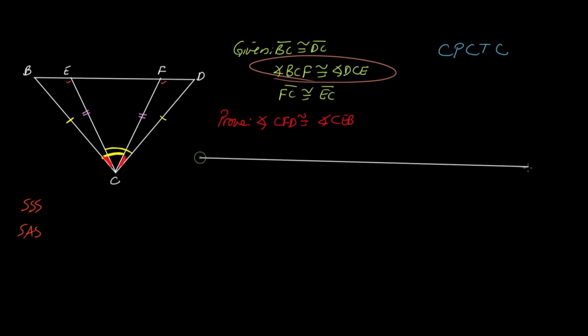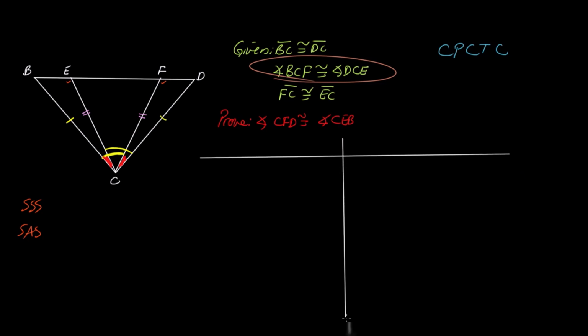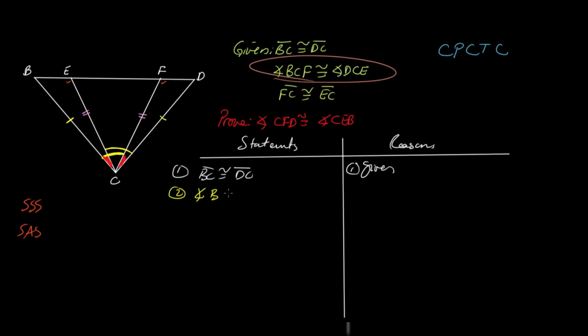So I'm going to do it here in a two-column proof, with statements and reasons. Alright, so let's just do this. Given information: BC is congruent to DC. That's given. Easy peasy. Then I'm going to do the angles, as we said. We just go in order: side, angle, side. So angle BCF is congruent to angle DCE. That's also given information.